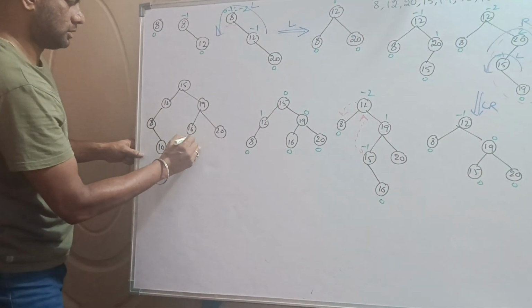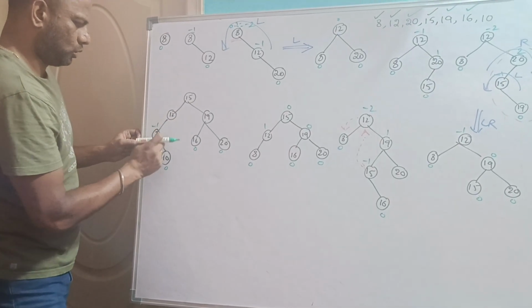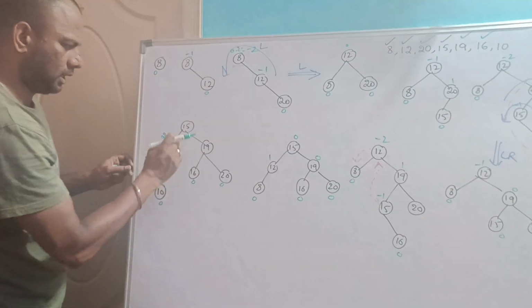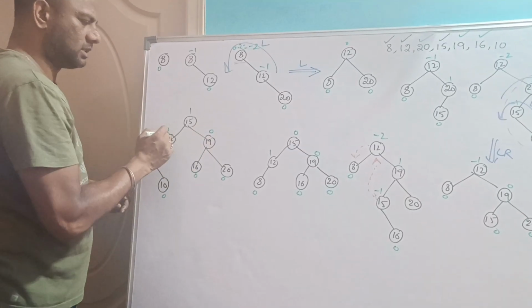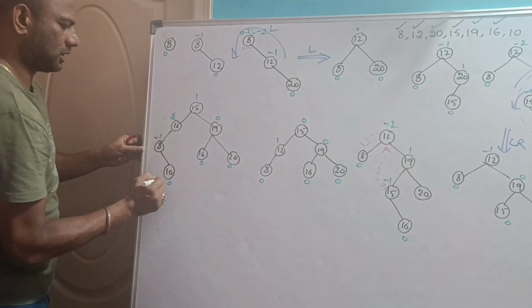Balance: leaf node 0, 0, 0. This is 0 minus 1, minus 1. 1, 2 minus 0, this is 2. That's 1, 2, 3. 3 minus 2, 1. 1 minus 1, 0. This is imbalanced. So here I need to apply a double rotation again.